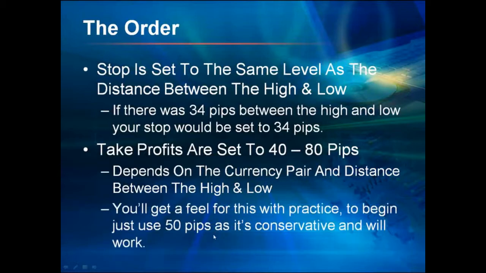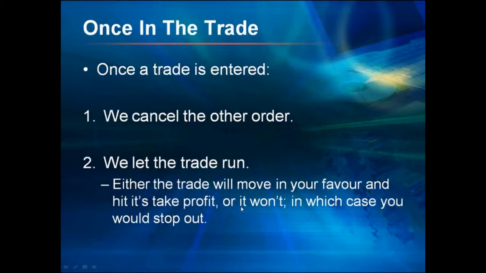When you're just starting out, if you just want to use a number like 50 pips as your take profit level, that's conservative enough and it will work. And then obviously, since we're setting stop losses and take profits, once we're in the trade, everything is automated. We've set our order points ahead of time. The currency pair has moved in one direction or the other and broke out. One of our orders is triggered. The first thing that you should do is cancel the other order. You wouldn't want to be in two orders if it for some reason turned around. And then we let the trade run.